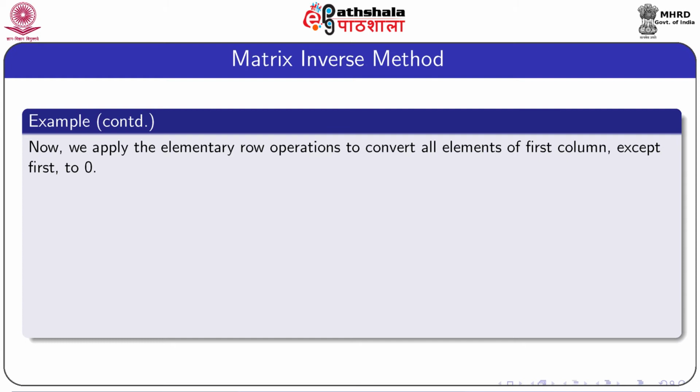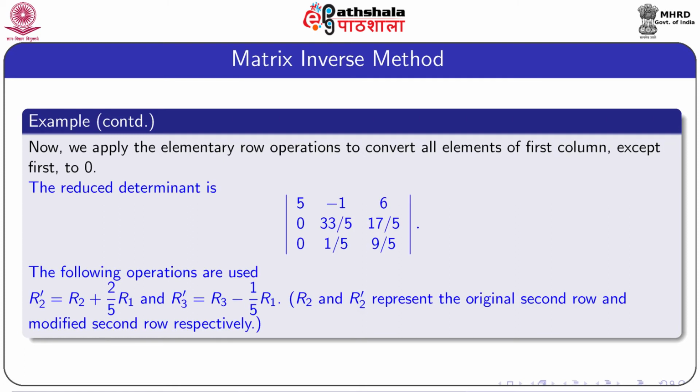Now, we apply elementary row operations to convert all elements of the first column except the first to 0. The reduced determinant is this one. Note that the first column is 5, 0, 0 and the second and third columns are also changed according to the following elementary row operations: R2 prime equals R2 plus 2 by 5 R1 and R3 prime equals R3 minus 1 by 5 R1. We have used the notation R2 and R2 prime, which represent the original second row and the modified second row respectively.